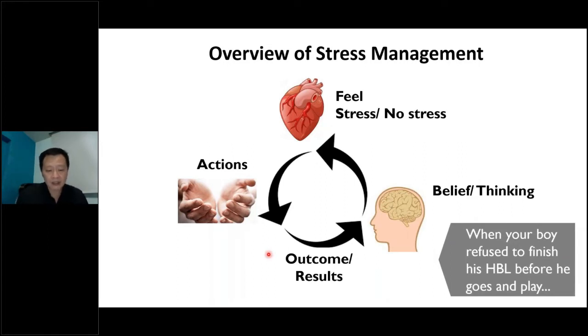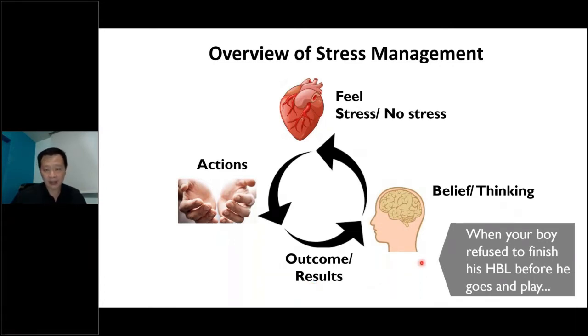Firstly, is belief and thinking. Stress management sometimes starts with a certain belief. When you have a certain belief about something or certain thinking, it will actually affect how you feel. It will cause you to feel stress or no stress. And how you feel affects what you will do, your action, and your action will then affect the outcome. That means what you sow, you will reap, and this outcome will further reinforce your belief or your thinking.